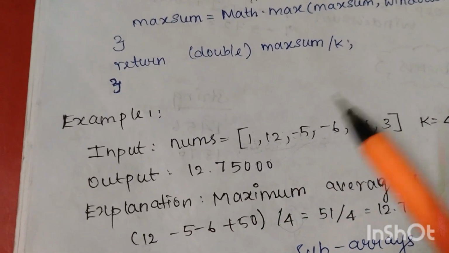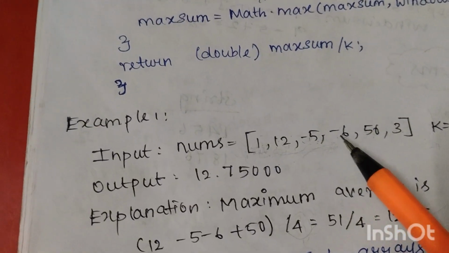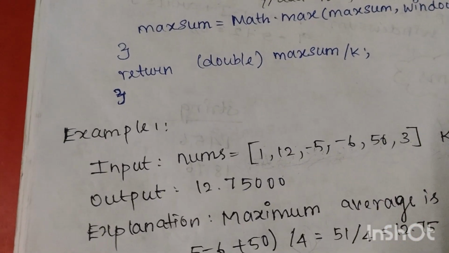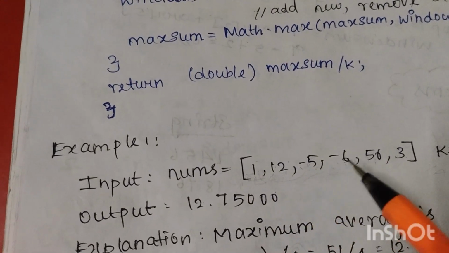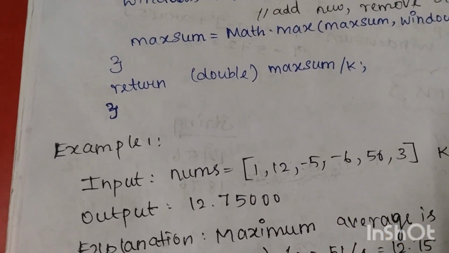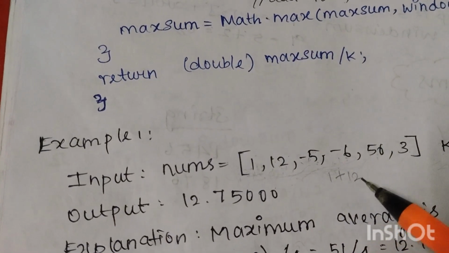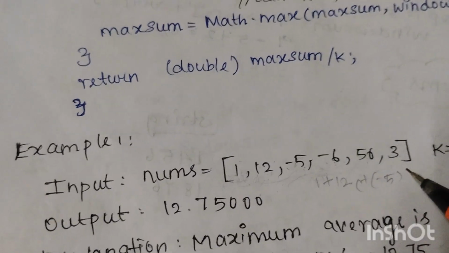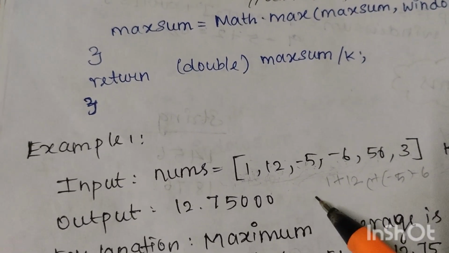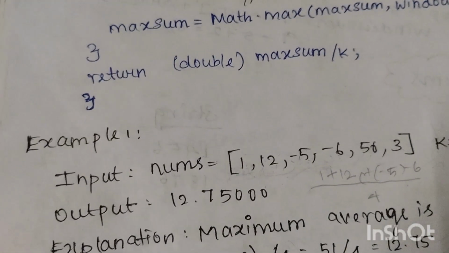So what is the average of a subarray? Our first window is what? 1, 12, minus 5, minus 6, right? So we are going to find the average of it. How will we find it? Average is the sum of the elements divided by the number of elements. So 1 plus 12 minus 5 and minus 6, divided by 4. This is the average of the first window.